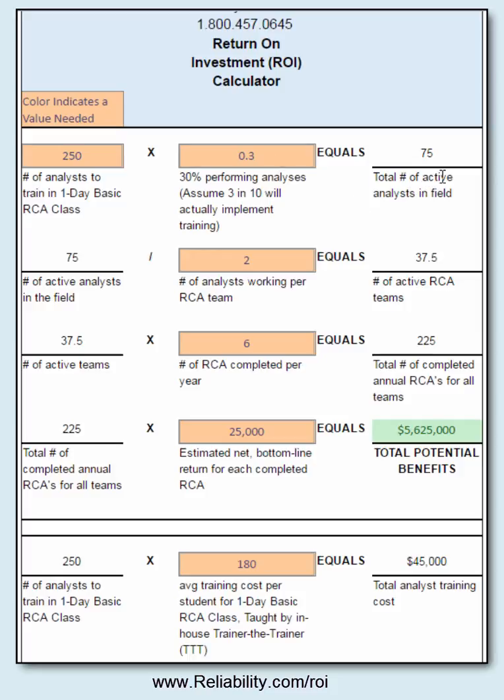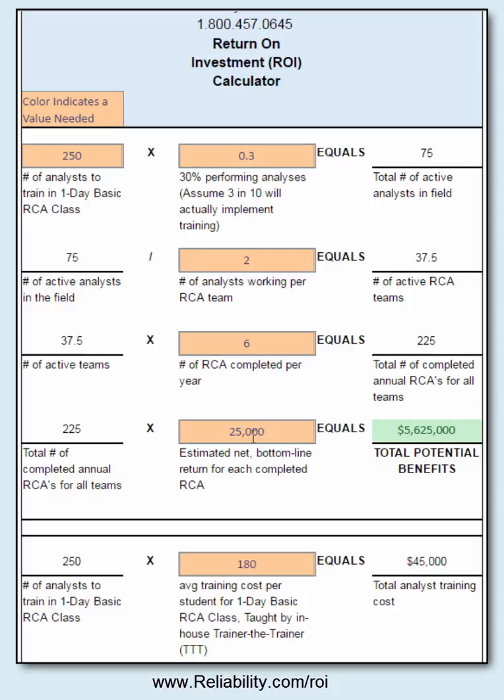So that's going to give us about 75 people actually out there giving it a try. We're going to, again, assume that people are working in teams of 2. You can change that if you work by yourself or with more people. So this will give us 37 and a half active RCA teams out in the field. Now we're going to use another conservative statistic and say we're only going to assume that these people are going to do one completed analysis every 2 months. So that would be 6 a year. We multiply that and we say this is the total number of completed RCAs for a given year.